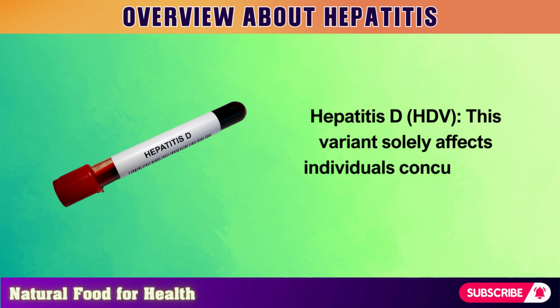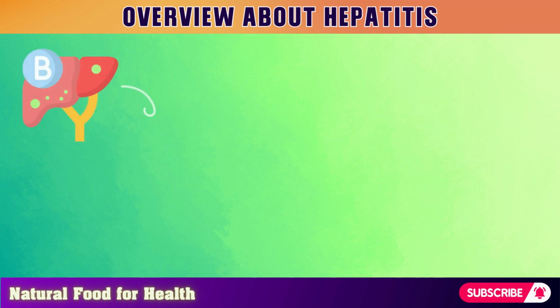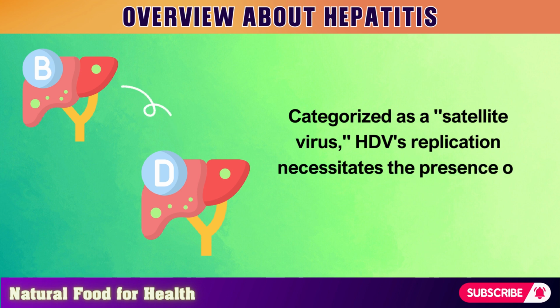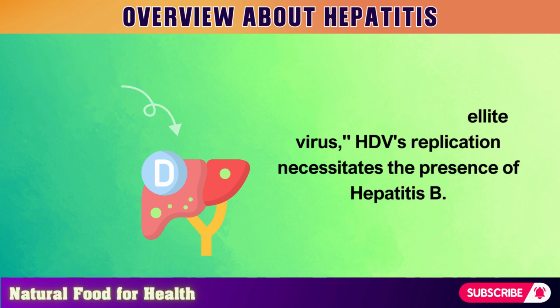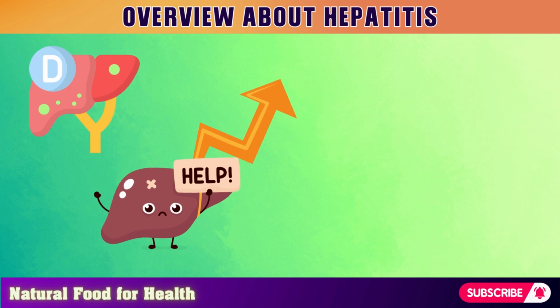Hepatitis D, HDV. This variant solely affects individuals concurrently infected with hepatitis B. Categorized as a satellite virus, HDV's replication necessitates the presence of hepatitis B. HDV accelerates the progression of liver disease.